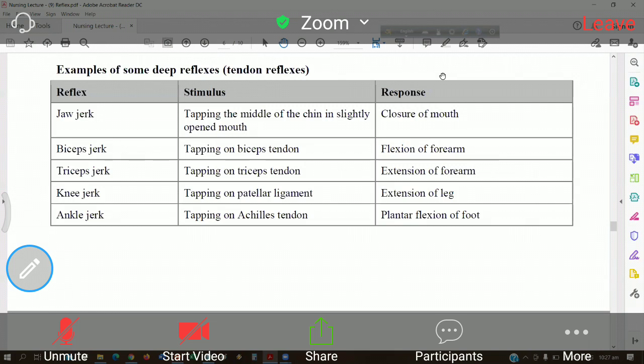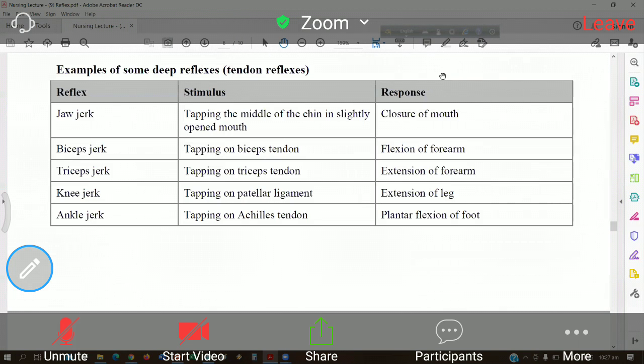In case of biceps jerk, the tendon of the biceps is tapped, and in response the forearm is flexed. This is an involuntary response. It cannot be controlled voluntarily. Therefore, it is reflex action. Similarly, in case of triceps jerk, the triceps tendon is tapped and the forearm is extended in response.